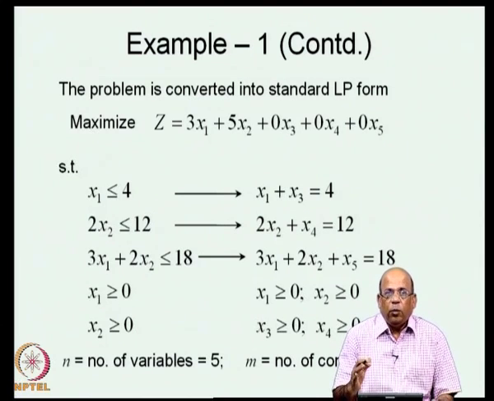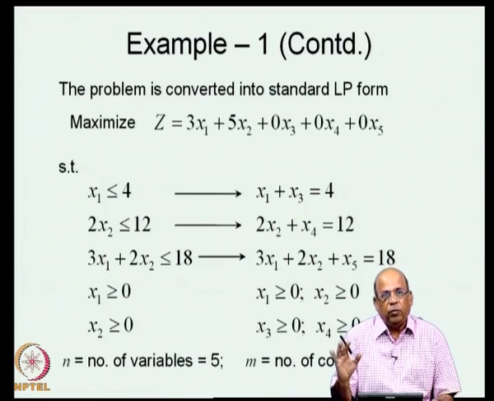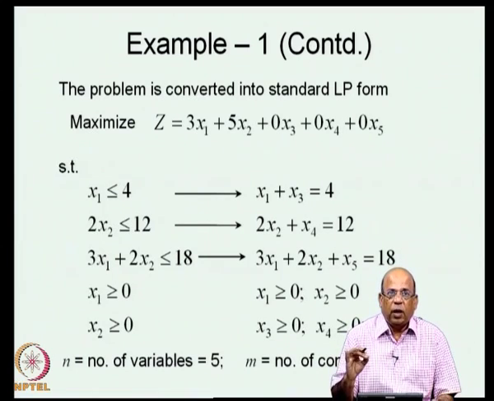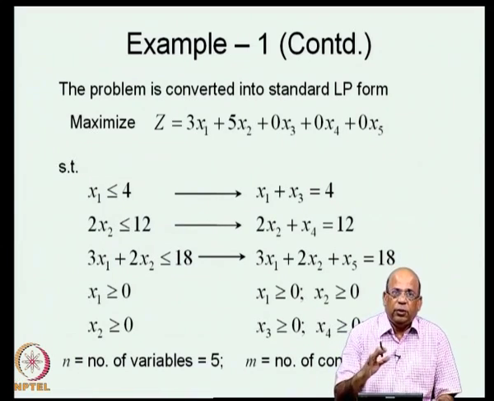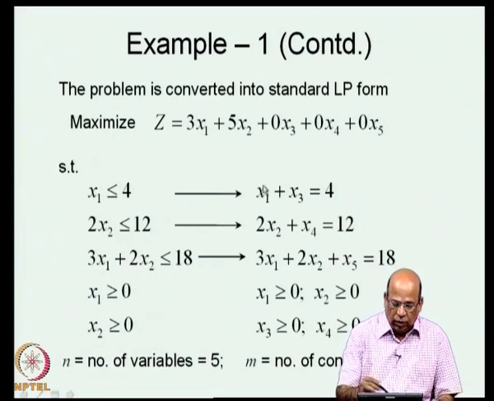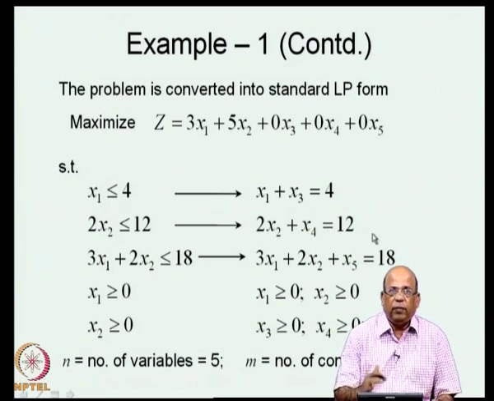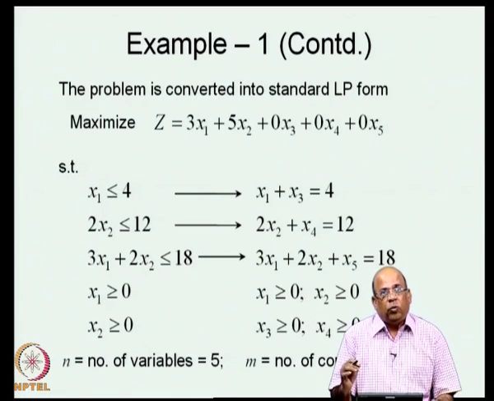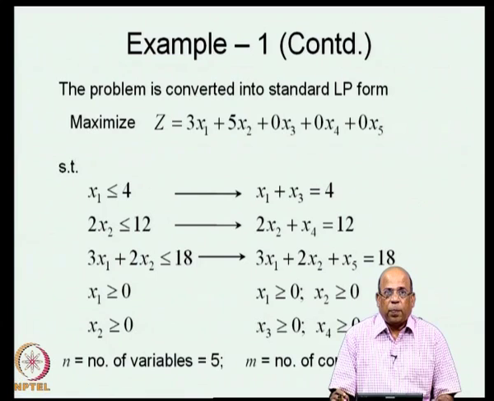So, the non-basic variables will be n minus m, which is 5 minus 3, which is 2. So, you will have 2 non-basic variables, 3 basic variables. Using these 3 equations, you will solve for 3 variables. So, we need to start with an initial basic feasible solution.